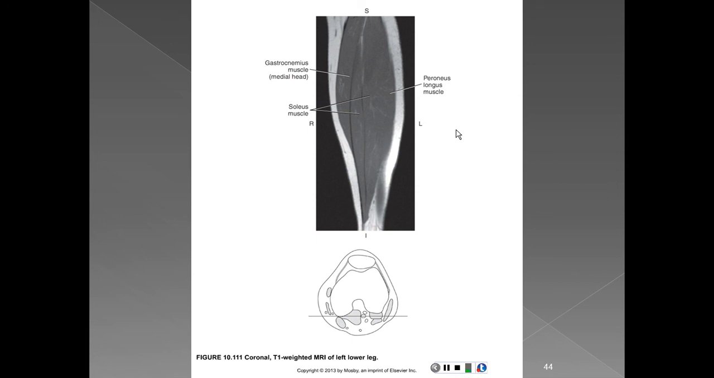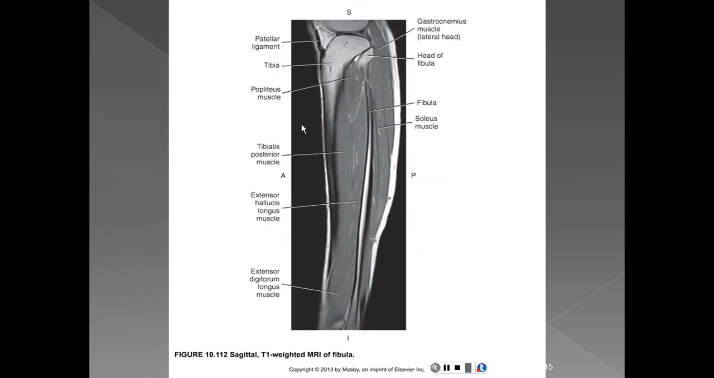Coronal T1 weighted MRI of the lower leg: the peroneus longus muscle, the gastrocnemius muscle, and the soleus muscle. These are the three major muscle groups of the lower leg that you should be familiar with. The peroneus longus muscle, the gastrocnemius muscle, and the soleus muscle. Major muscle groups of the lower leg.